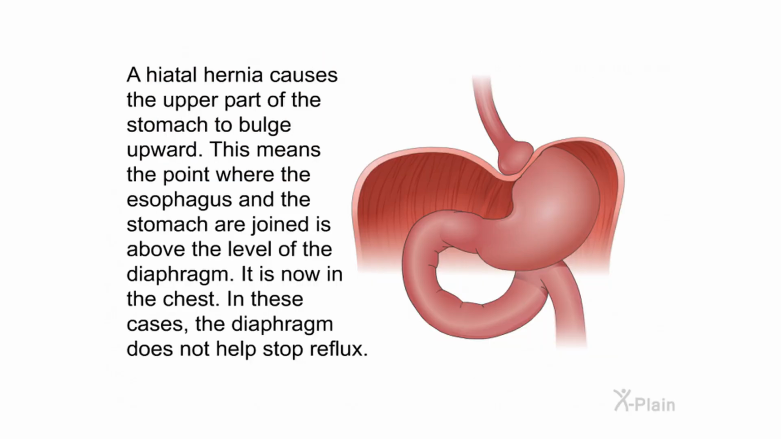A hiatal hernia causes the upper part of the stomach to bulge upward. This means the point where the esophagus and the stomach are joined is above the level of the diaphragm. It is now in the chest. In these cases, the diaphragm does not help stop reflux.